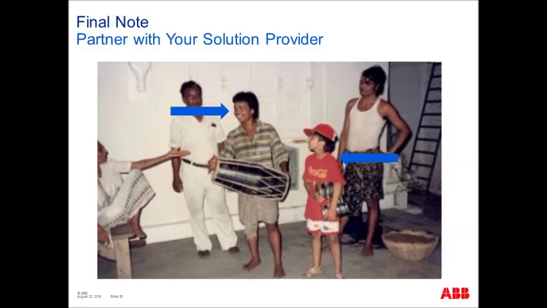At ABB, we hope to cultivate a personal relationship with our customers as well. And probably the best practice for your business operations would be to partner with your solution provider. You need to make sure that your solution providers understand your priorities and that you understand their priorities as well, and you are aligned in both of them.